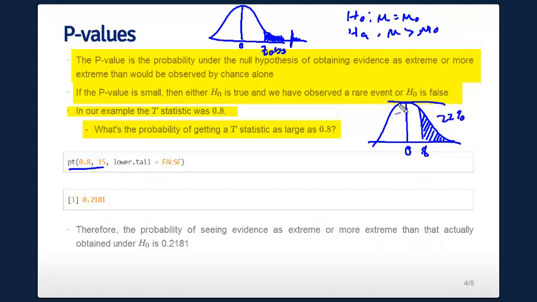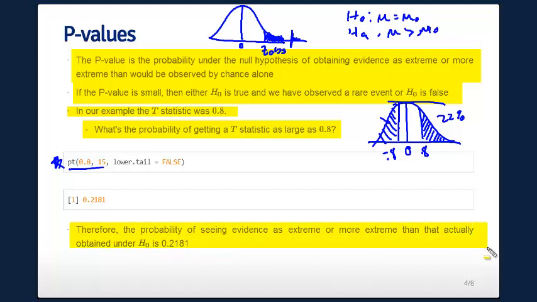But usually we consider two-sided hypothesis tests. So we consider the probability of the statistic being either too large or too small, as in lower than negative 0.8. So the p-value would be 44% if we were considering a two-sided test. That's why for two-sided tests you double the p-value. We'll talk more about that. Therefore, the probability of receiving evidence as or more extreme than actually obtained, under H0, is 22% for the one-sided test.